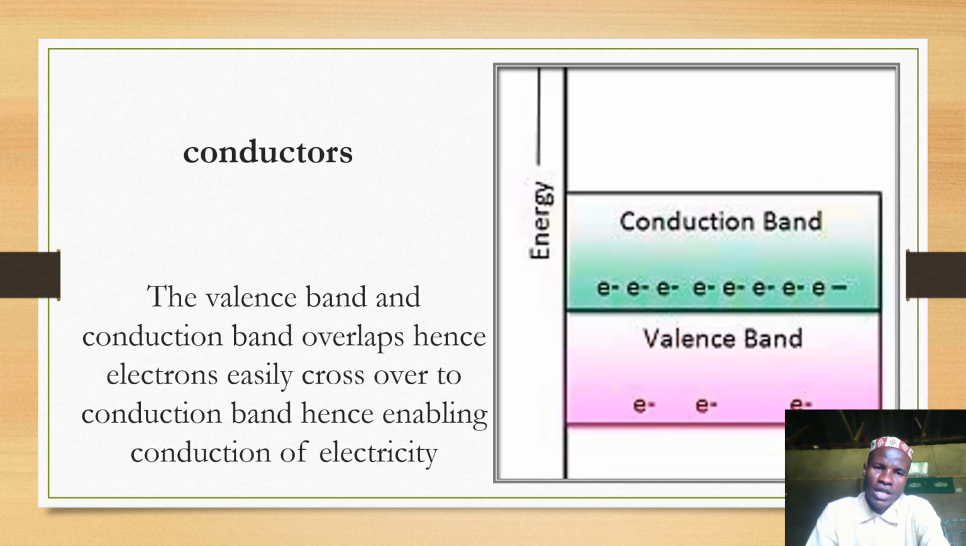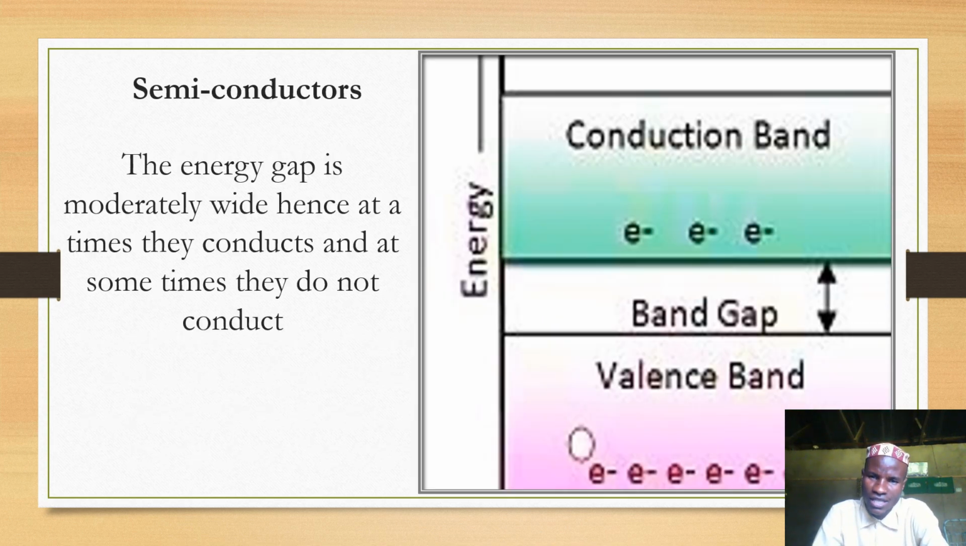The next one, we look at the conductors. Conductors are materials that enable electricity to pass through them, or electrons to flow through them. Their valence band and conduction band overlap, hence enabling them to conduct electricity, because electrons are free to move from the valence band to the conduction band since the two bands overlap.